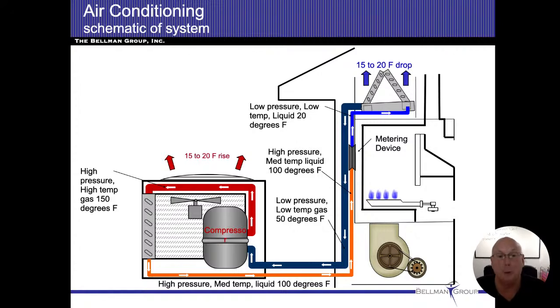As we go through our metering device, we're going to drop our pressure. When we drop our pressure, we drop our temperature. And that's going to also be a liquid. It's going to remain a liquid. So low temperature, low pressure, liquid, roughly about 20 degrees.